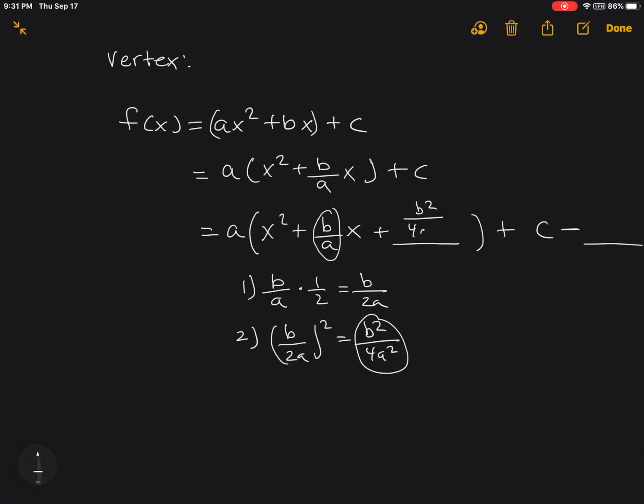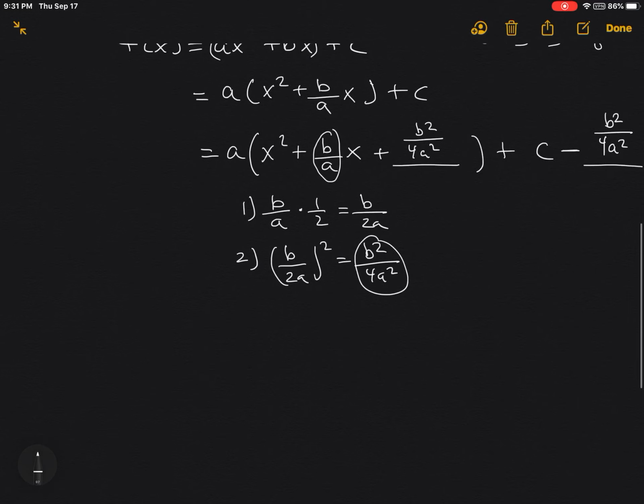B squared over 4a squared. If I add b squared over 4a squared, I also have to subtract it to maintain equality. Right? If I say maintain the value of 8, let's say you have a number 8. Let's say you add 3, then you also have to subtract 3, right? You're still going to get 8. So same concept. If I add by this value, I also have to subtract by that value.